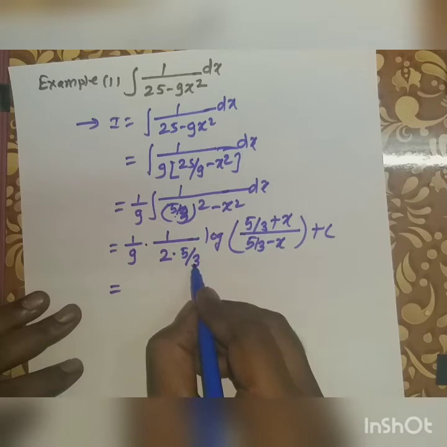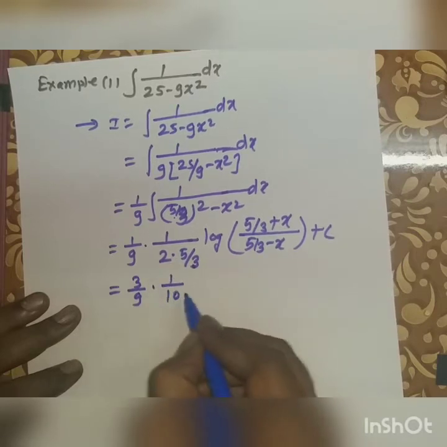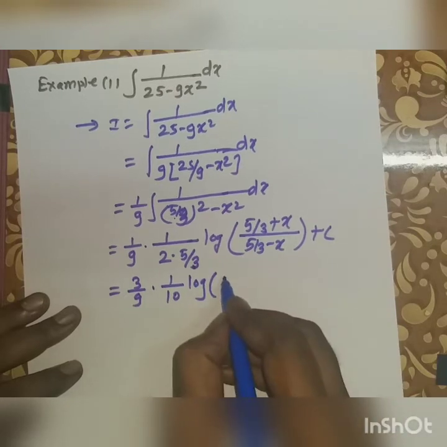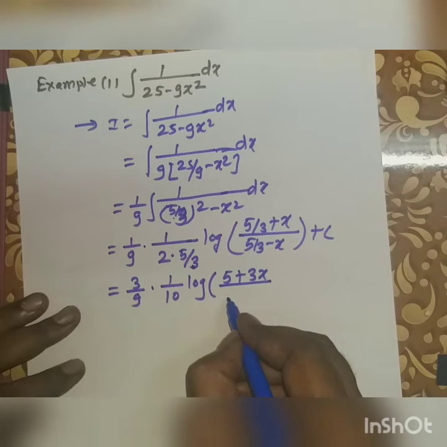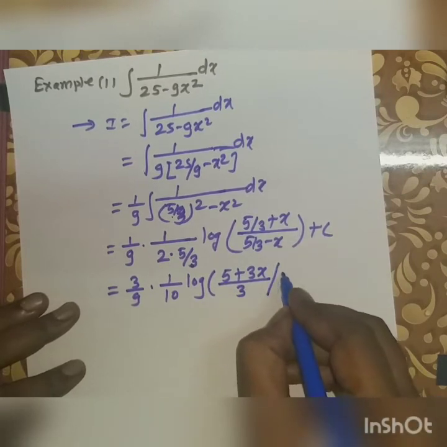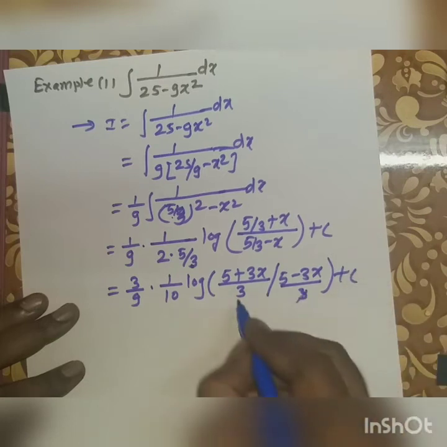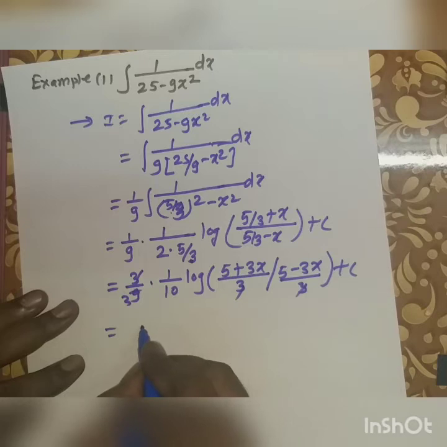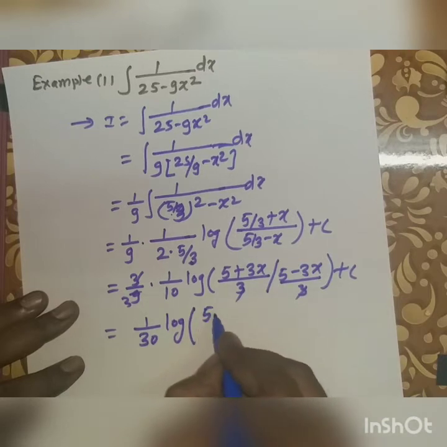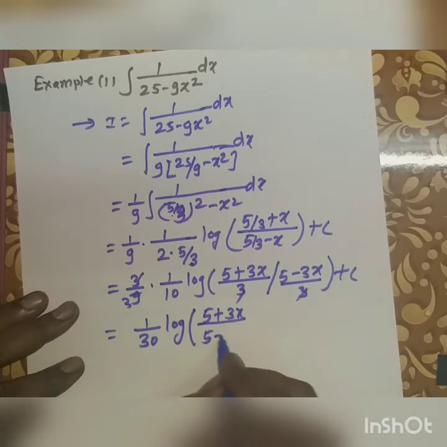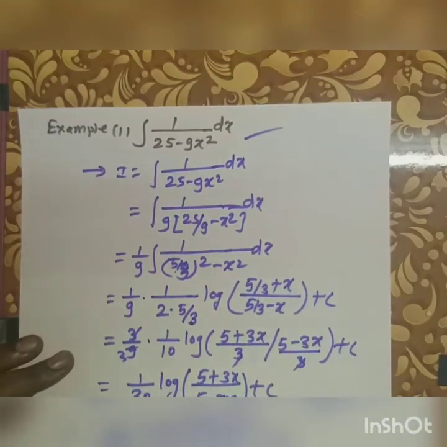Now this 3 is in the denominator, we take the numerator 3 by 9 into 5 into 2, is 1 by 10 into log of, take also LCM, 5 plus 3x divided by 3 whole divided by 5 minus 3x divided by 3 plus c. 3 cancel, 3 into 3 is 9, 1 by 30 into log of 5 plus 3x divided by 5 minus 3x plus constant c is the answer of this example.